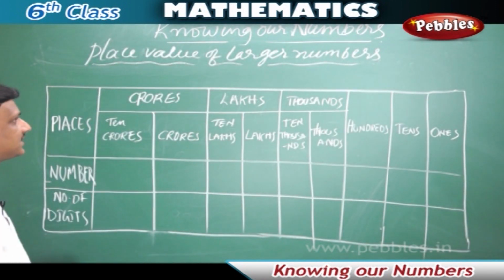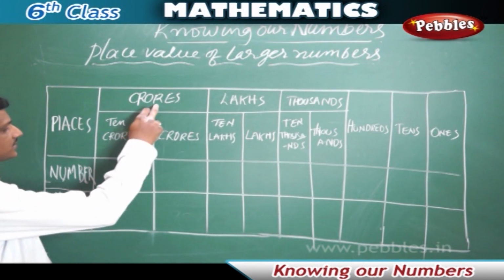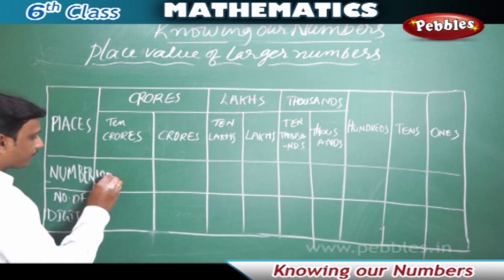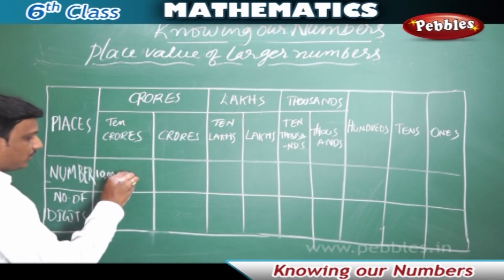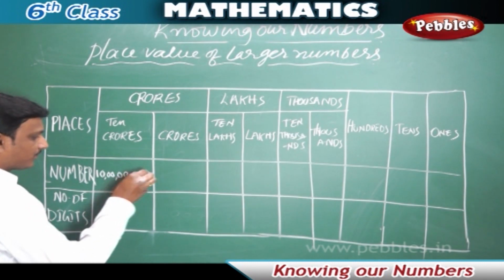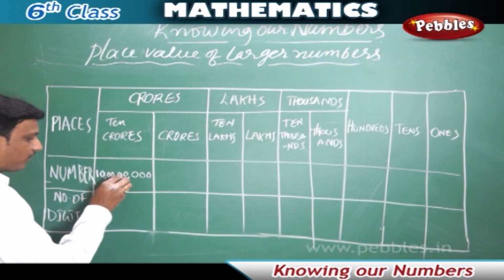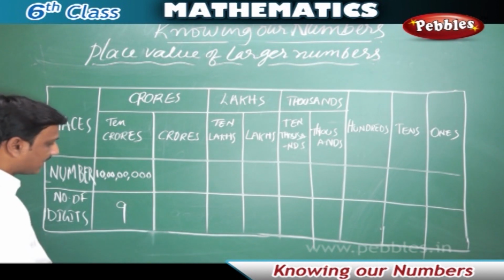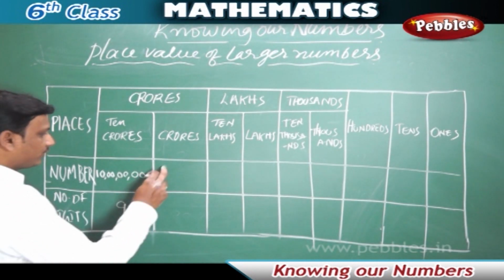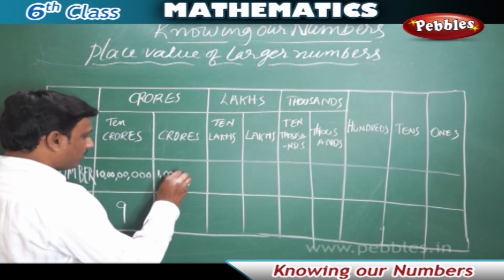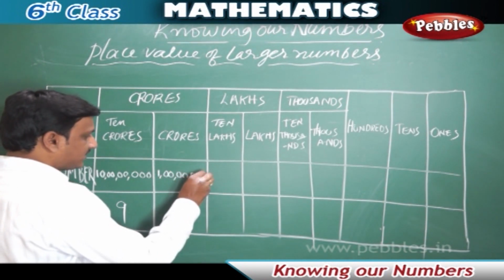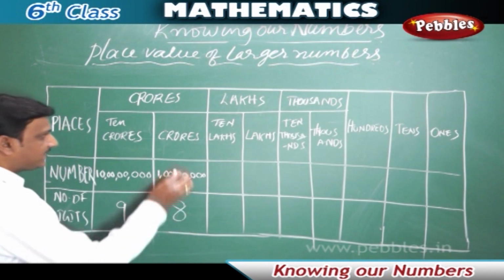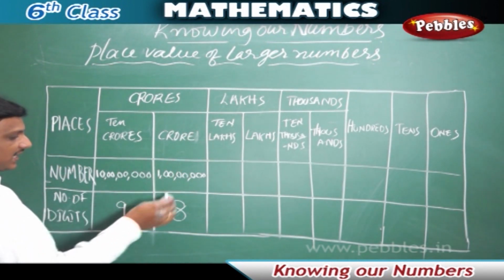Now let us see the place values of larger numbers. Crores, 10 crores and so on. Now let us see the 10 crores number: 1, 0, 0, 0, 0, 0, 0, 0, 0. So how many zeros are there? 1, 2, 3, 4, 5, 6, 7, 8 zeros and 1. So the total number of digits is 9 in 10 crores. If you see 1 crore: 1, 0, 0, 0, 0, 0, 0, 0. That is 7 zeros plus 1. Number of digits is 8 for crore. 1 crore means 8 digits.